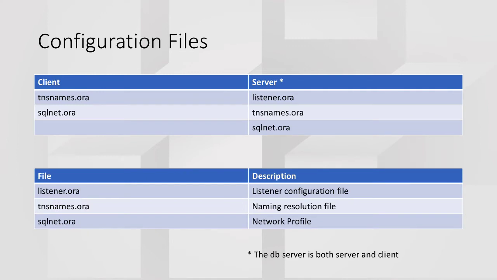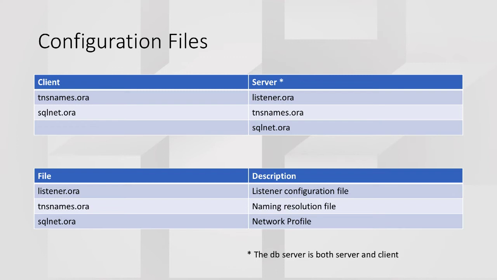There are three configuration files related to network. These are listener.ora, which defines the network, port, protocol, and databases that this listener will be listening in for incoming connections. tnsnames.ora, which helps with database network resolution. And SQLnet.ora, which is the network profile. In here you can define the resolution preference, buffer size, and tracing and logging preferences.